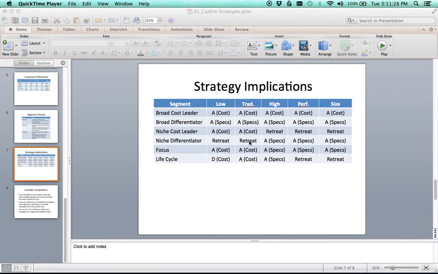In focus, you're attacking everything, but you're attacking it differently. You're attacking on a cost basis in low and traditional. You're attacking on a positioning or spec basis in high performance and size.